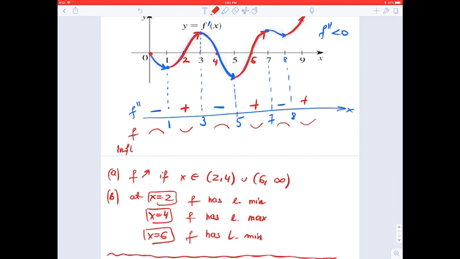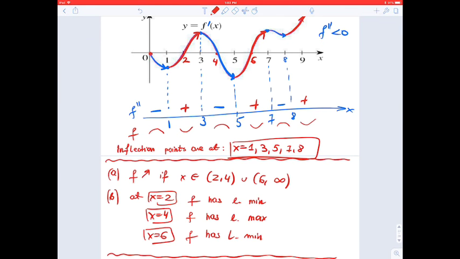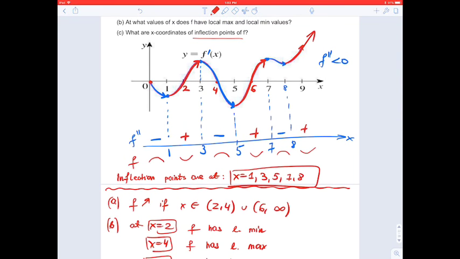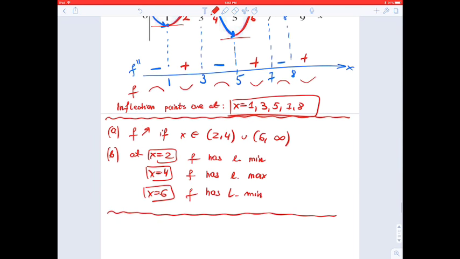That means the inflection points, I mean just the x coordinates, are at x equals 1, 3, 5, 7, and 8. Okay, that's what we do. I did answer this question. We can see all of the horizontal tangents for the first derivative.